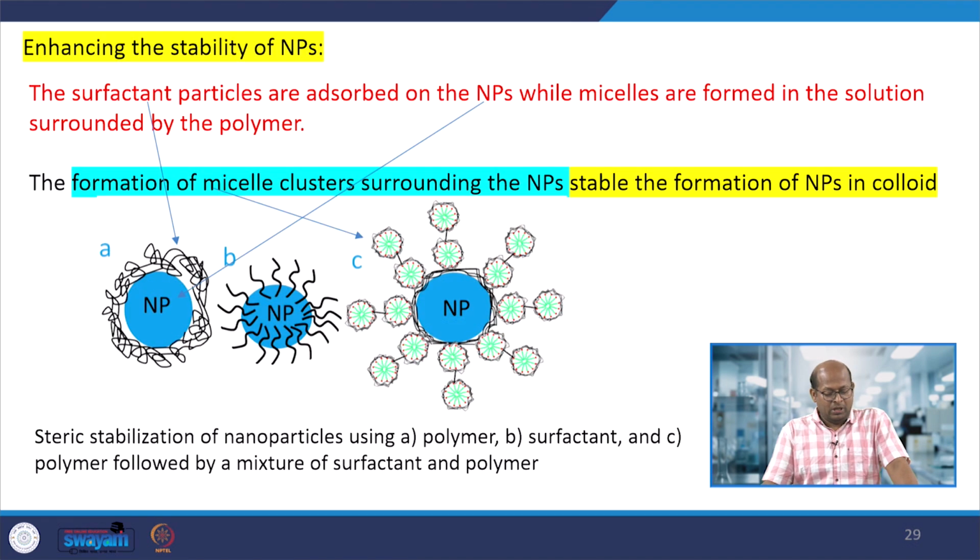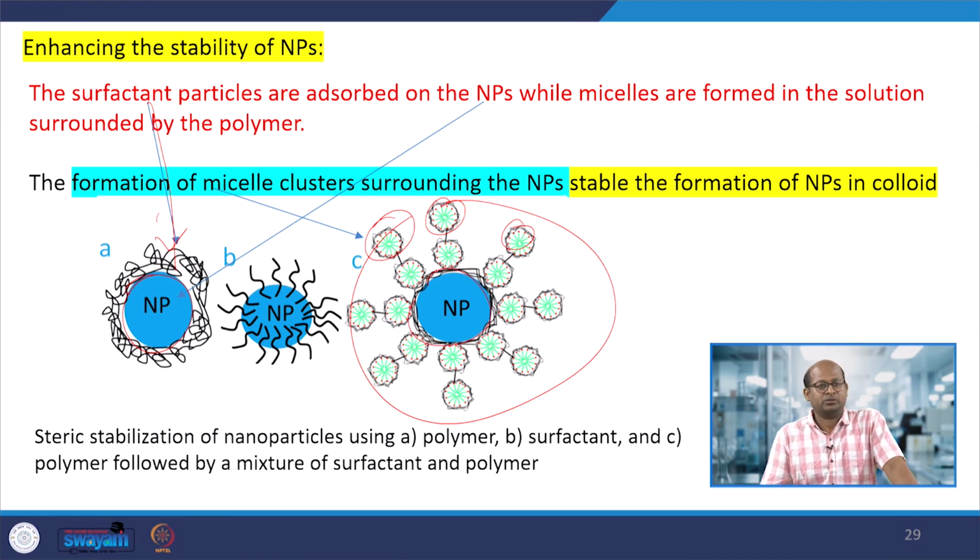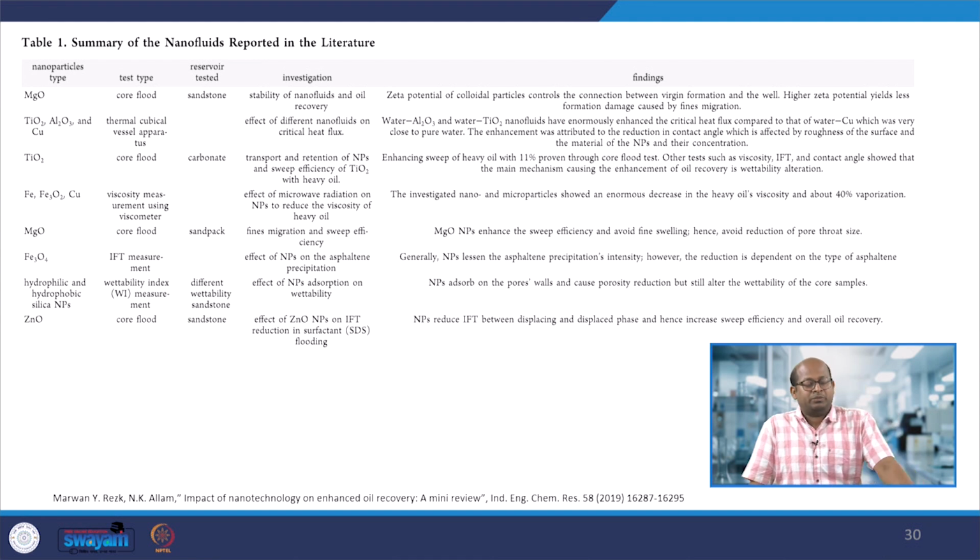Enhancing with nanoparticles, as I said, increases the stability of the nanofluids that we have prepared. Here is the nanofluid. Outside, the surfactant is coated, and if we use some other surfactant, it would be surrounded with polymers and form some micellar clusters trapped on the outside. In that way, they form a stable nanoparticle colloid. The concentration of these nanoparticles is also very important. We can use an optimum concentration to prepare a stable nanofluid that works for this particular application in oil recovery.